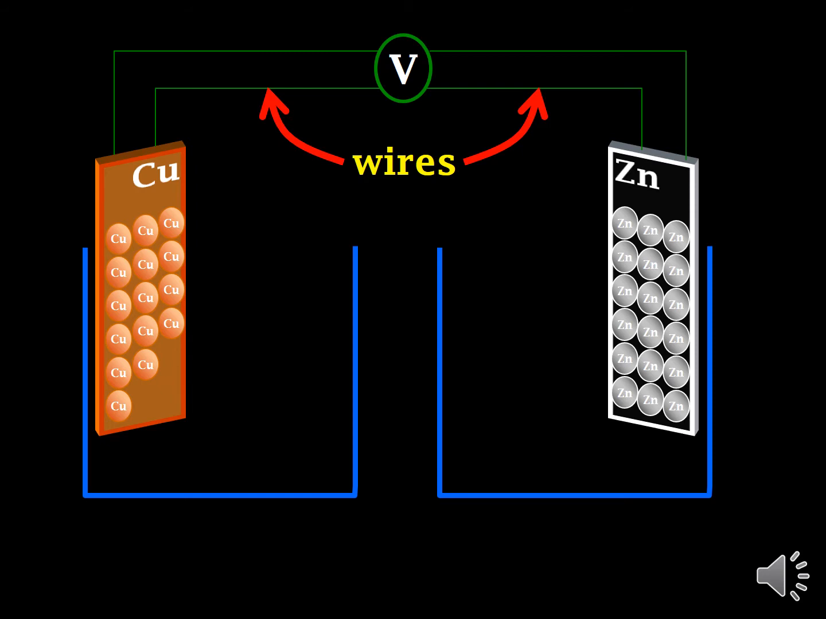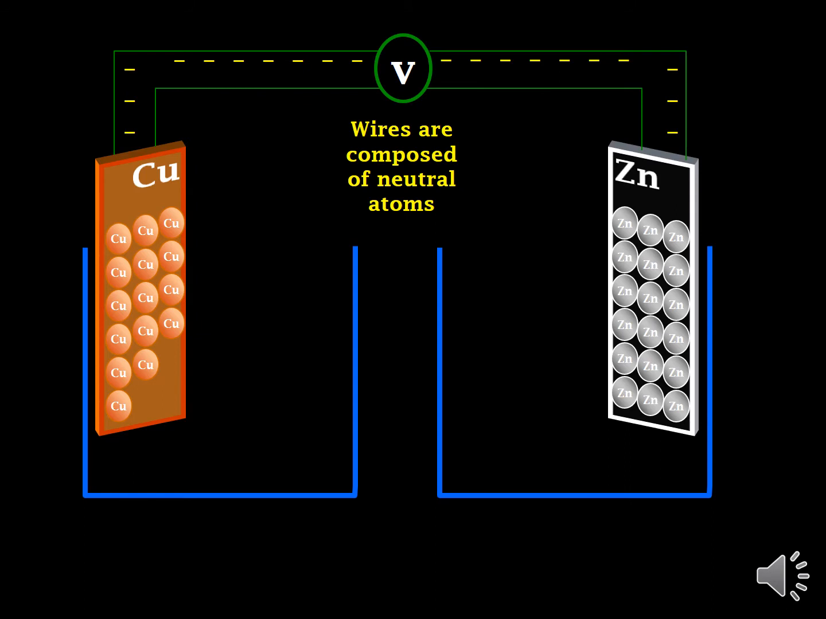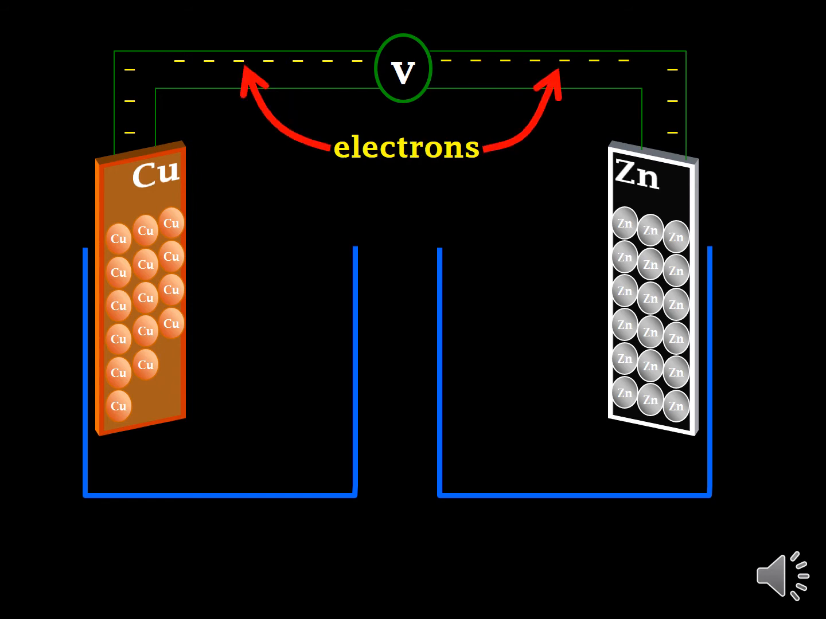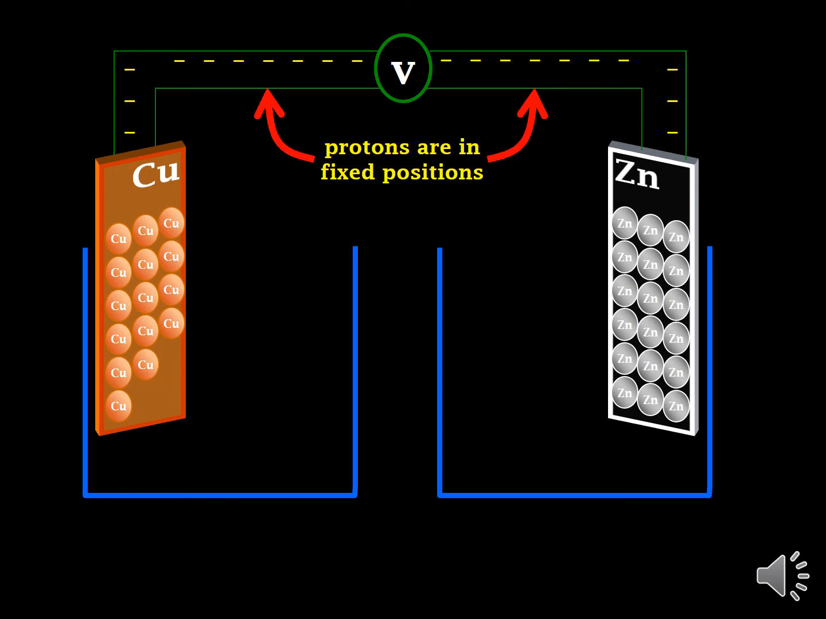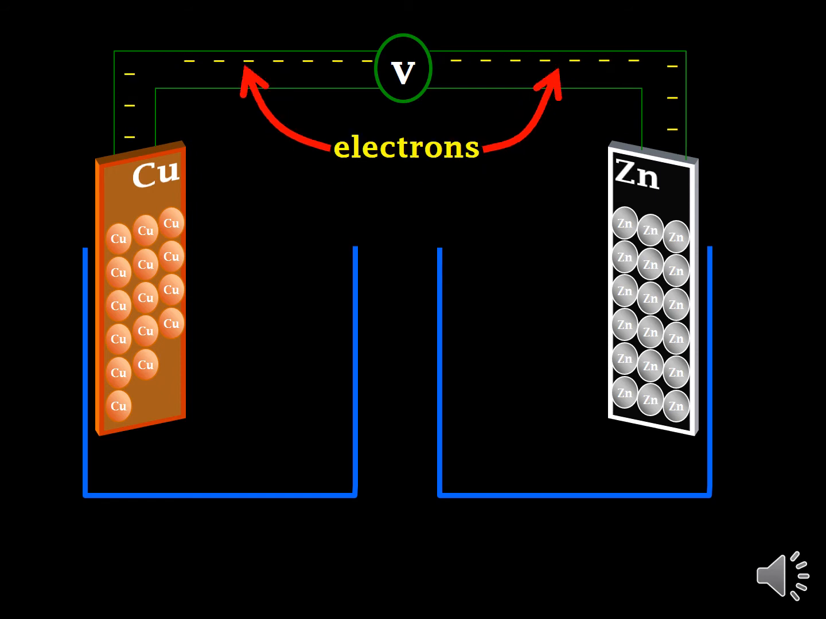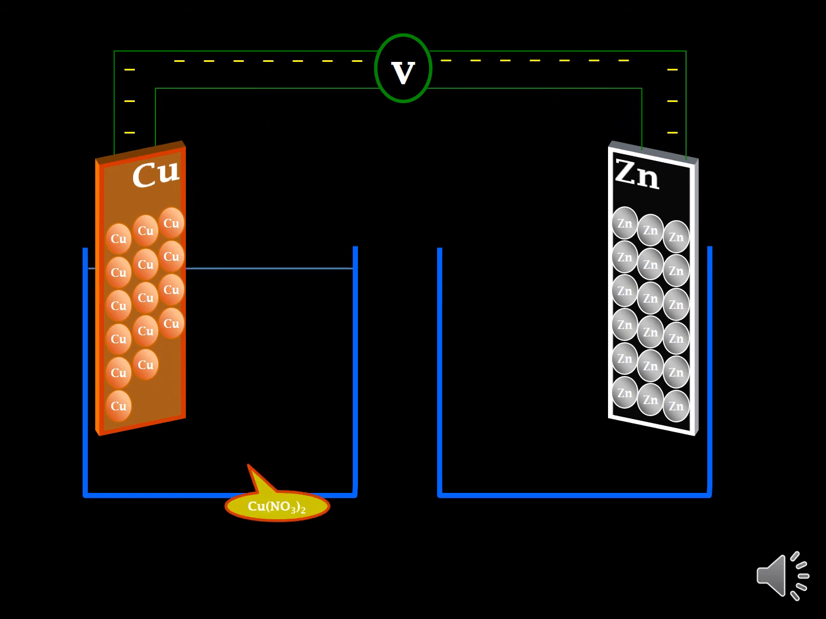This voltmeter is connected with the help of wires, and these wires are composed of neutral atoms. These neutral atoms consist of protons and electrons. Protons are in fixed positions, while electrons are moving from one electrode towards another electrode because of the difference in the electrode potentials of the two electrodes.